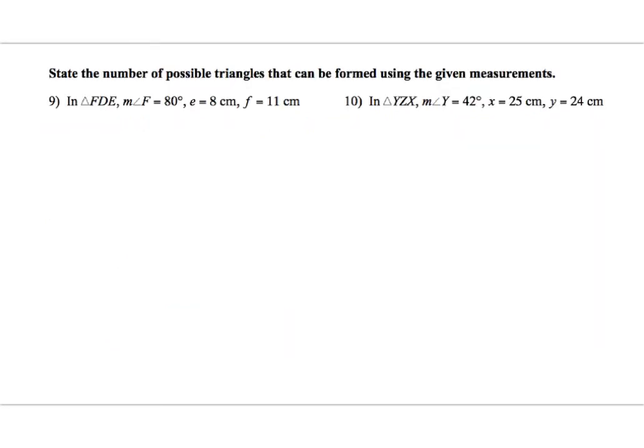The other piece of law of sines and cosines is talking about that ambiguous case in law of sines. So you might guess that's what we're looking at here. Let's draw some triangles and see what happens. So you've got triangle FDE. We're told F is 80 degrees. E is 8 centimeters. F is going to be 11 centimeters.